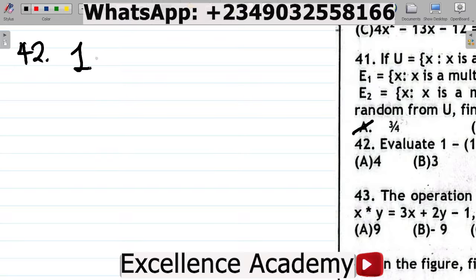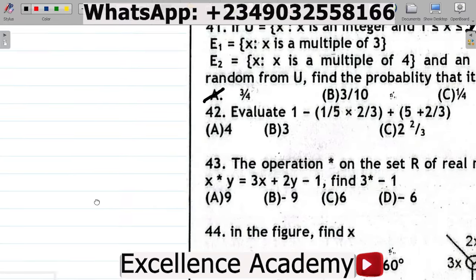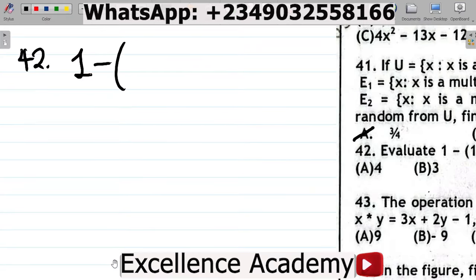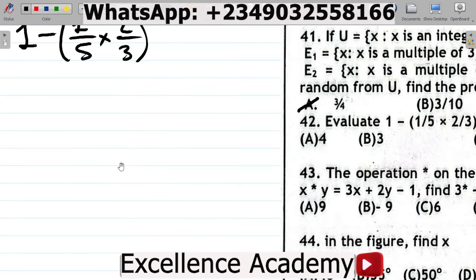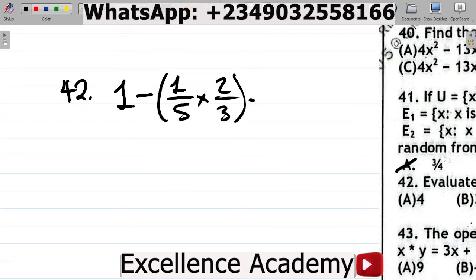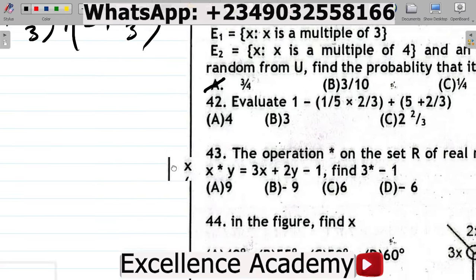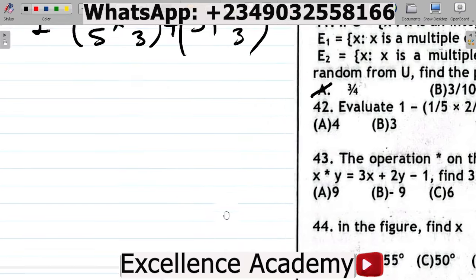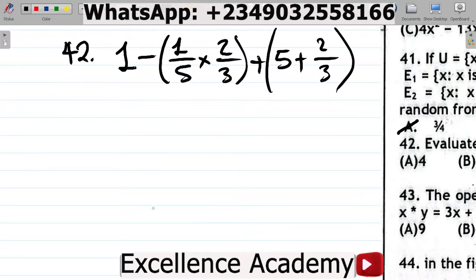Evaluate 1 minus 1 over 5 times 2 over 3, and then you have plus 5 plus 2 over 3. That's what we have there, right? All right, so let's solve this. Now, how do we solve this here? This becomes 1 minus 1 times 2.